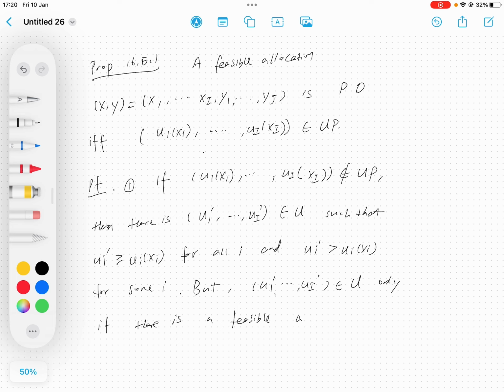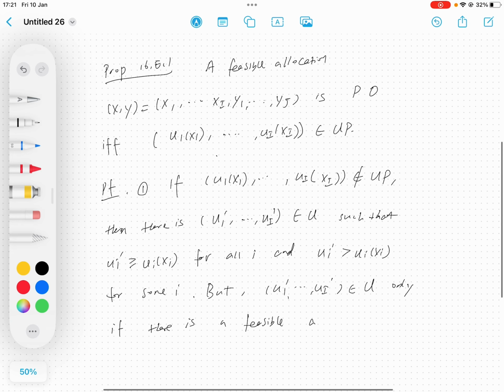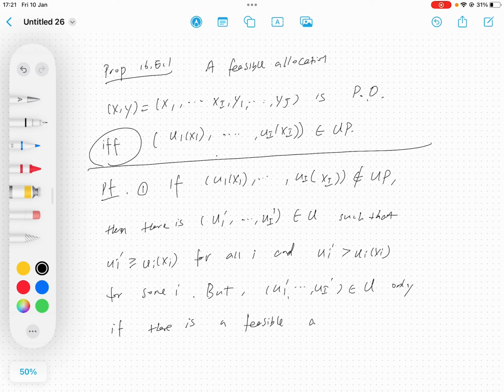Okay, so let's continue our discussion and give Proposition 16.E.1, which establishes the connection between a feasible allocation and Pareto efficiency. We say that a feasible allocation (x, y), which is a tuple including all the x's from x1 to xI and y's from y1 to yJ, is Pareto optimum if and only if the utilities (u1 up to uI) are an element of this UP. This is the statement of the proposition.